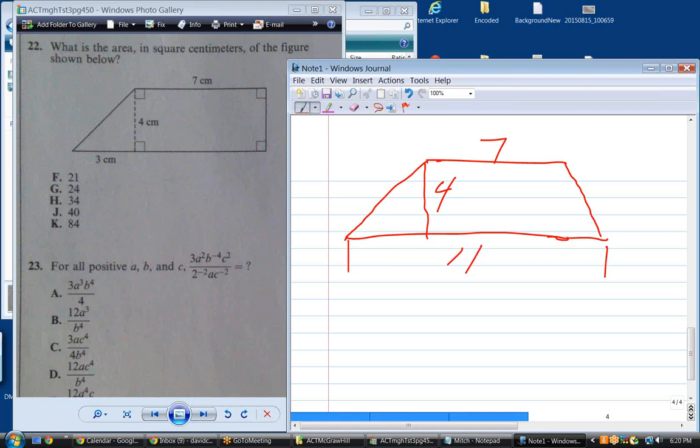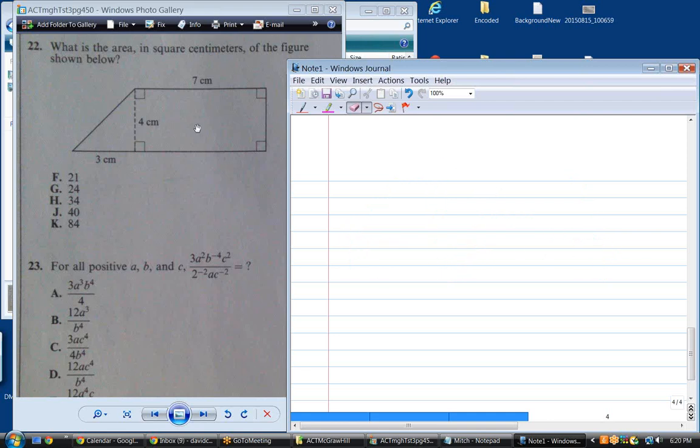There's only one way to calculate it, and that's with the area of a trapezoid. You can't break it up into triangles. I could try to drop a vertical there and figure out what this distance was, but I would have no way of doing it. So the only way I would be able to get the area of this trapezoid is base 1 plus base 2 divided by 2 times 4. As opposed to this problem where you can break it up into a rectangle and a triangle.